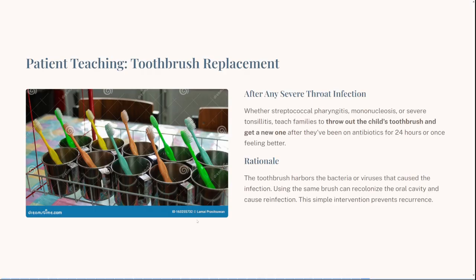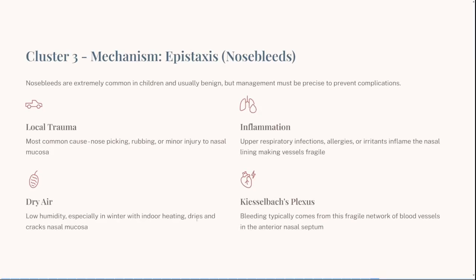Okay, let's move to epistaxis. Nosebleeds. Pretty common, but the management is very specific. What causes them, usually? Most of the time, it's just local trauma, nose picking or inflammation from a cold, maybe some dry air. The bleeding comes from a fragile little network of blood vessels in the front part of the septum. So, for an active nosebleed, what is the priority nursing action?